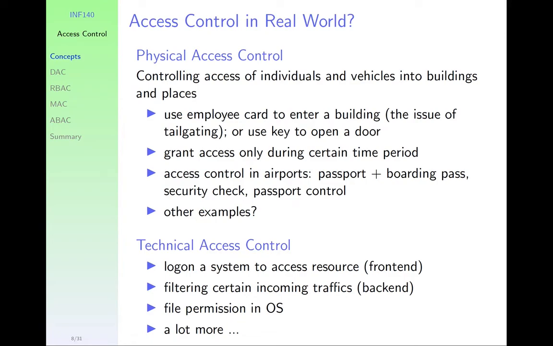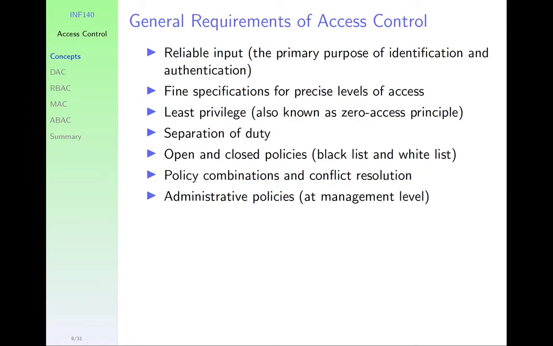So we will go through this. There are some general requirements about access control when it comes to security. And this is an incomplete list of some basic requirements for different access models. So first, reliable input. This is the first step. This is a major purpose of identification and authentication.